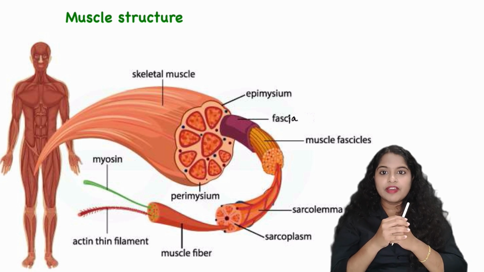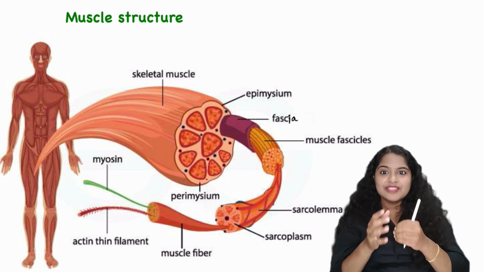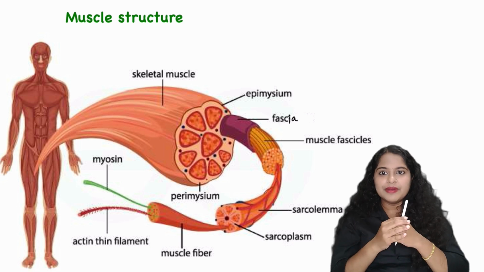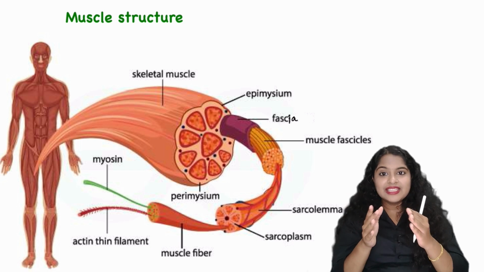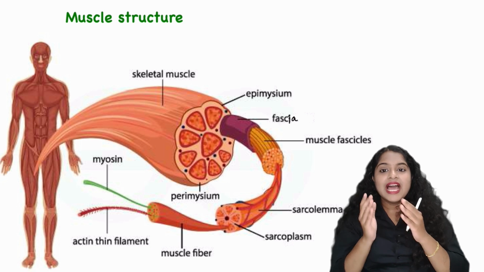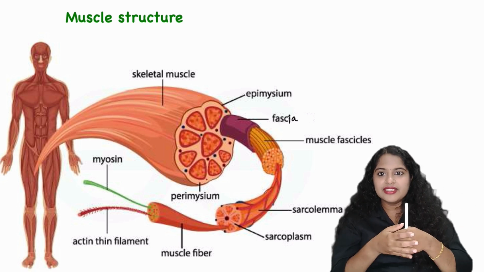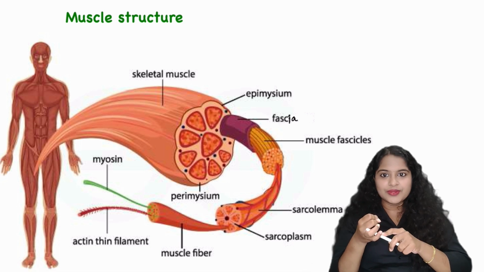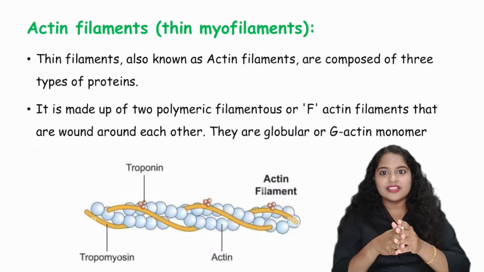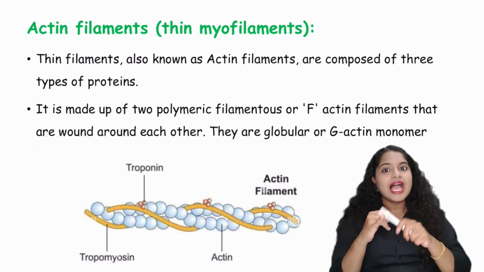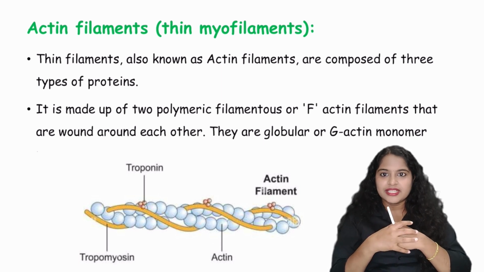Now, the characteristic feature of this muscle fiber is having a large number of parallelly placed myofibrils, or muscle fibrils, and these myofibrils have alternate dark and light striations because of the presence of contractile proteins, that is actin and myosin. Now we are going to learn the structure of contractile proteins. So what are the contractile proteins? Actin and myosin are the contractile proteins. So first we will see about the actin.